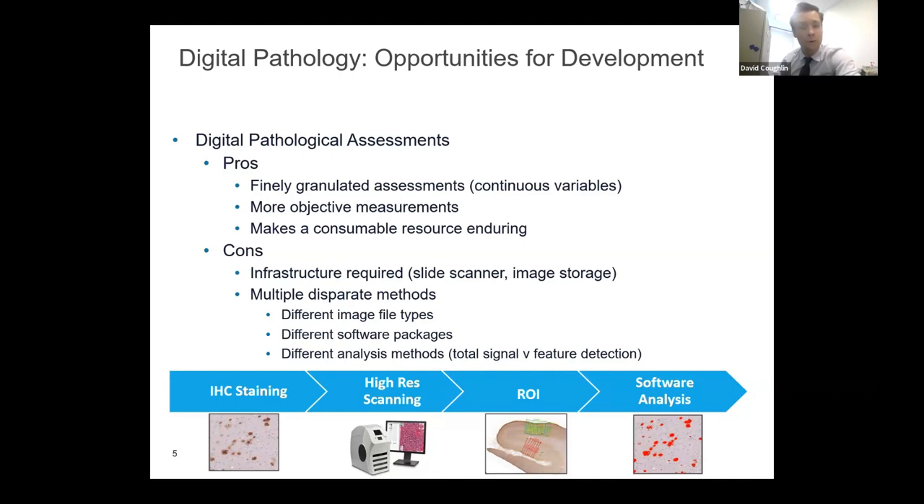One, there's a fair amount of infrastructure that's required to do digital pathology, including access to a slide scanner, and then you have to deal with some fairly large image files afterwards and image storage. And ultimately, there are many, many different methods out there for how people do digital pathology assessments. These different slide scanners give you different file types, and they're scanned at different resolutions. Ultimately, there are many different software packages out there that give you the ability to do these types of assessments, but there's not much in the way of agreed upon methodologies across sites anyway.